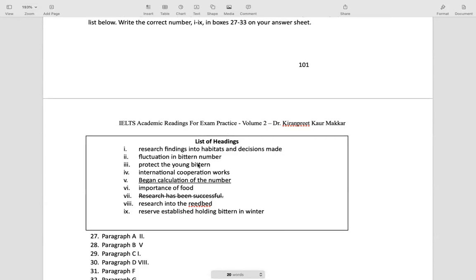First and second we are done. So start with third. Protection of the young pigeon? Not at all, sir. Next, international cooperation? No, they didn't talk about any organization over here. Next, fifth has been done. No. So sixth would be importance of food. So 6 is the answer. Right, Bhavesh? Yes, sir.